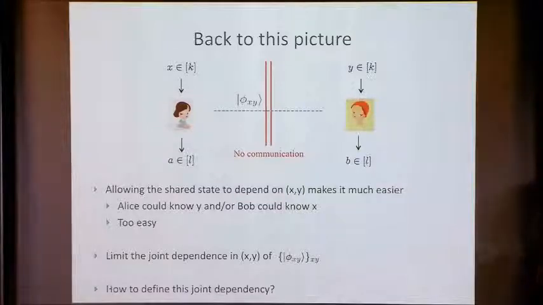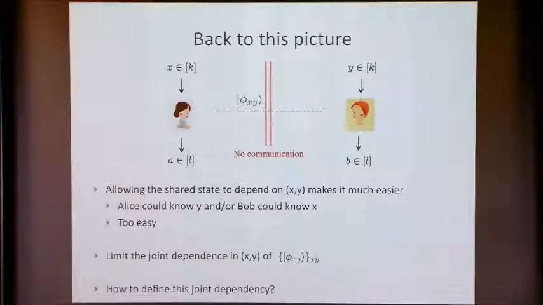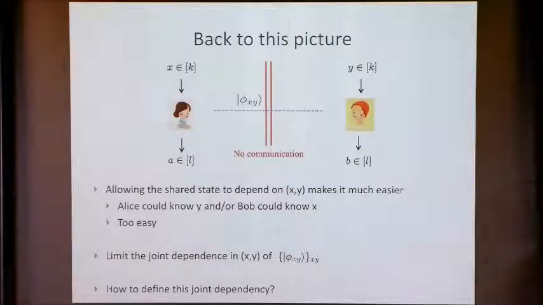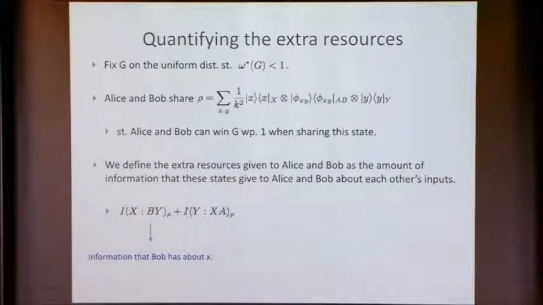So we want to give them extra resources, but somehow we want to limit the joint dependency in x and y of this family of states that they share. And so one of the main parts of the talk is to define what this joint dependency is, what is the quantity that will be interesting for us. Okay, so quantifying the extra resources.